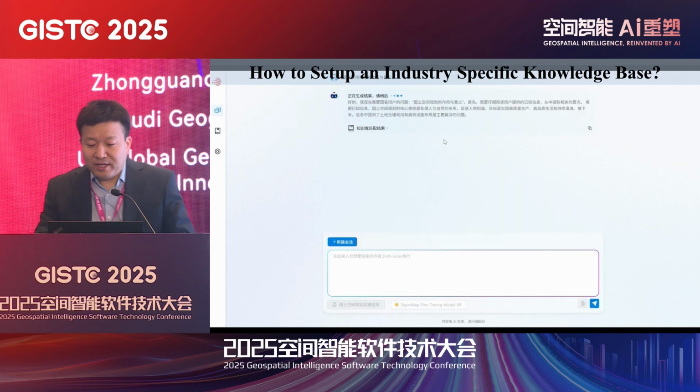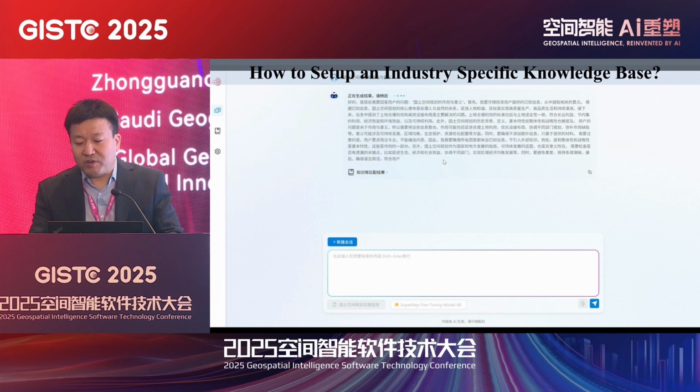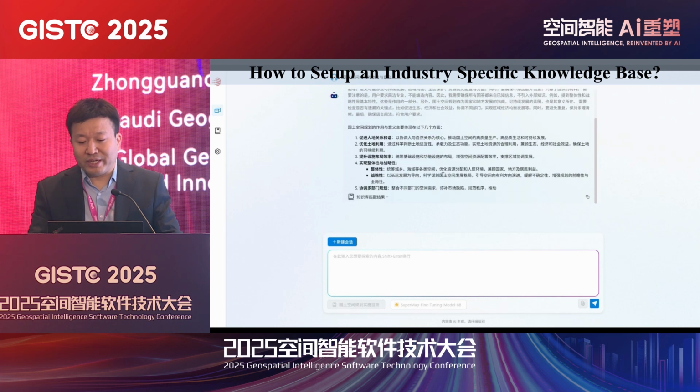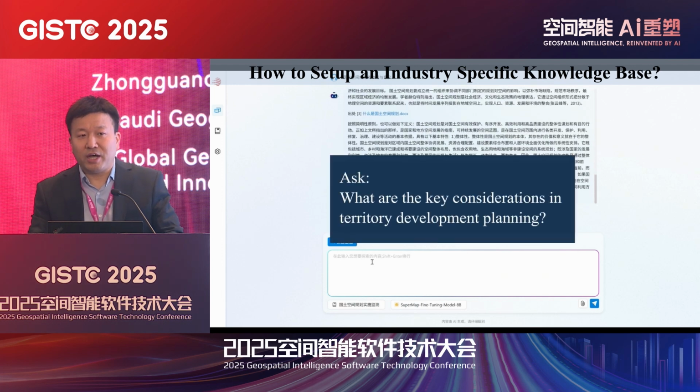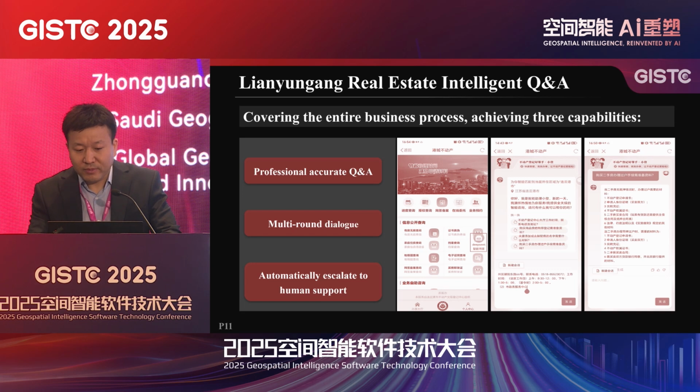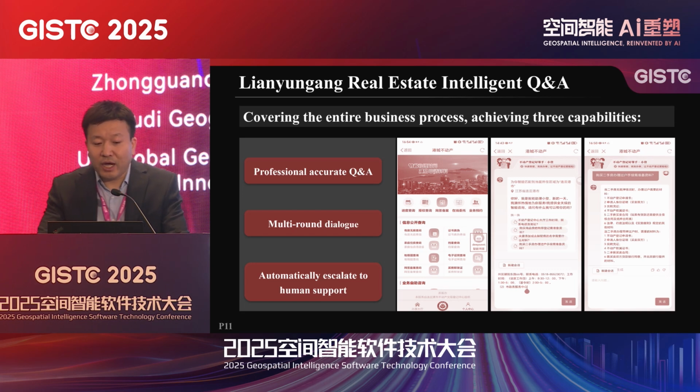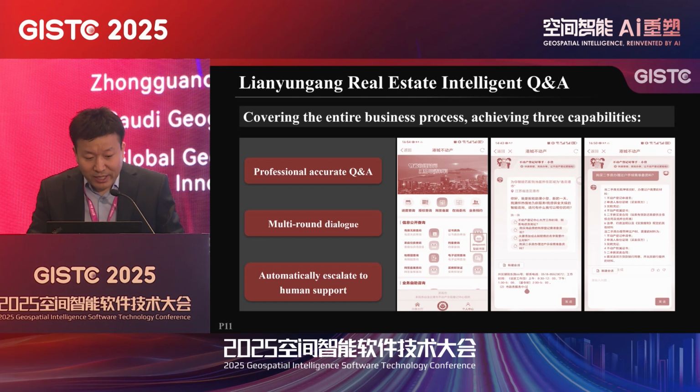Now I ask, what's the role and the significance of terrain development planning? What are the key considerations in terrain development planning? And now the AI agent will answer me quickly. It's a case, the Lianyungang Real Estate Intelligent Q&A platform, covering the entire business process, achieving three major capabilities: professional accurate Q&A, multi-round dialogue, and automatically escalating to human support.